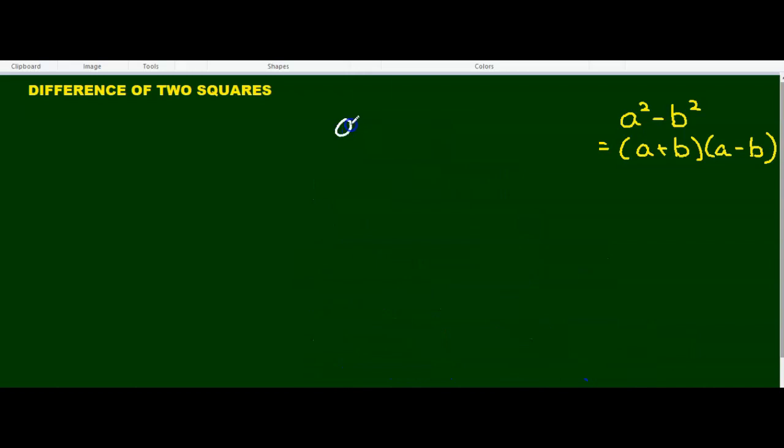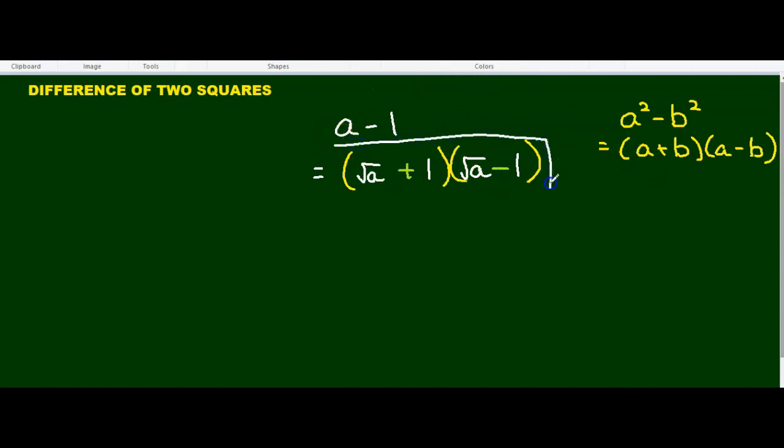Now, what if we had something like this, a minus 1? Can we still apply the difference of two squares? If you notice, 1 is a perfect square, but what about a? We can write out a as the square root of a, squared, and the square root of 1 is 1, so we're going to put 1, and we're going to put a plus and a minus in there. So yes, we can apply the difference of two squares, even if the squares are not obviously present.